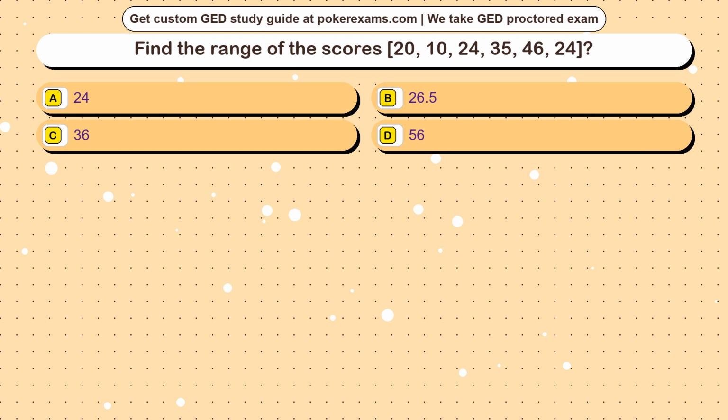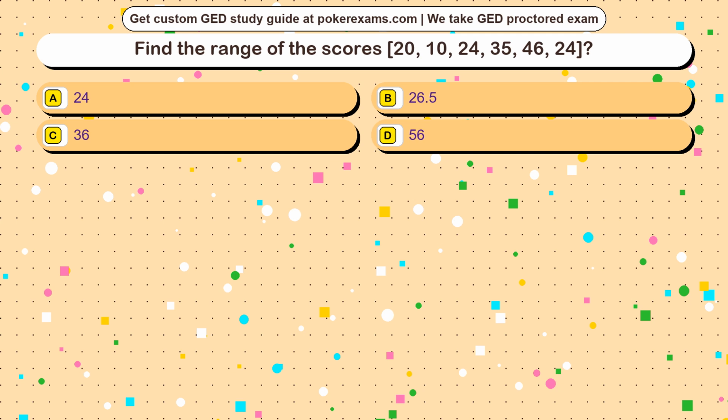Question 3. Find the range of the scores 20, 10, 24, 35, 46, 24. Option A, 24. Option B, 26.5. Option C, 36. Option D, 56.